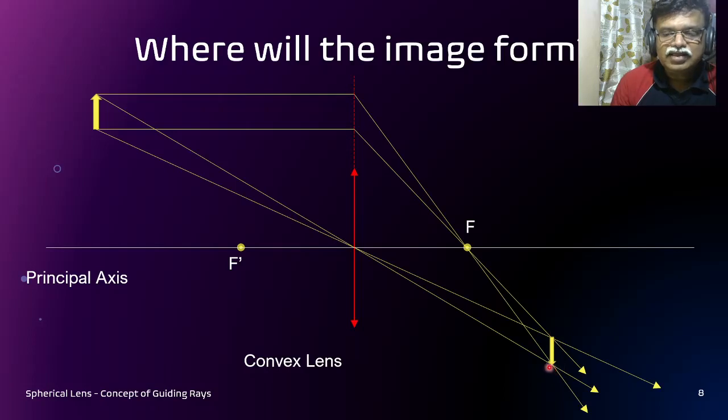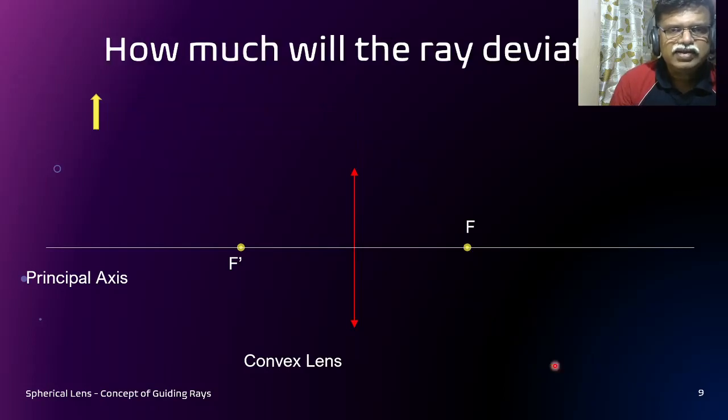But how do we decide these points? To decide these points, we can use the guiding ray principle. So how much will the ray deviate? Suppose this particular ray is coming over here, how much will it deviate? How do we decide where it will go? Of course, there is a formula which says that the amount of deviation is given by h divided by the focal length, where h is the distance from the center of the lens to the point where the ray is incident. But it is possible to use guiding rays to decide how much the ray will deviate.